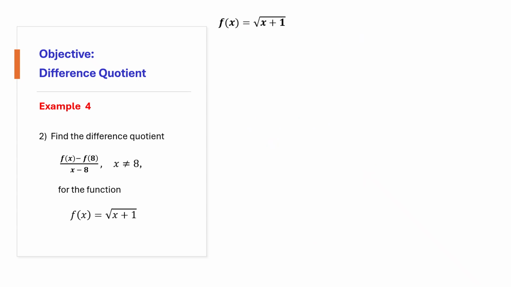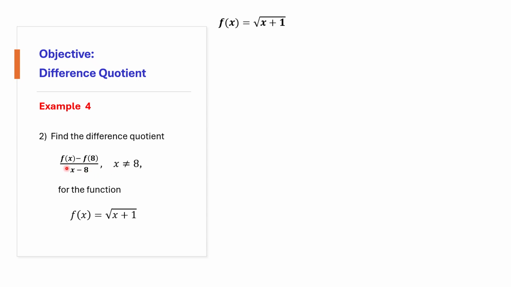The next example in difference quotient is the difference quotient (f of x minus f of 8) divided by x minus 8, where x is not equal to 8, because when x is 8, the denominator is 0. Our aim here again is to get rid of this x minus 8 because this x minus 8 makes the fraction undefined. The given function is now a radical, which is square root of x plus 1.